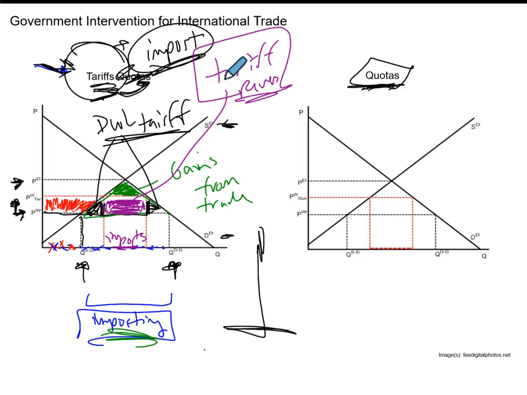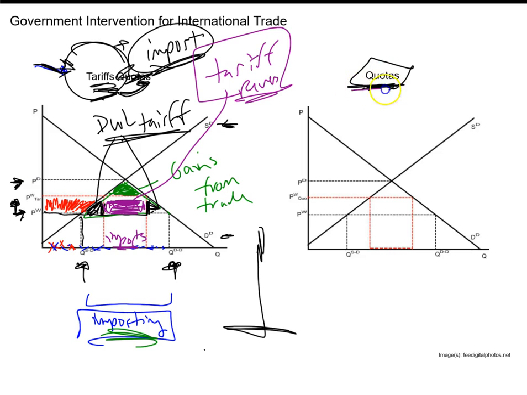So this is the general concept of what goes on with tariffs, right? Tariffs reduce our gains from trade. Tariffs create a deadweight loss. Tariffs make goods more expensive for our domestic consumers, but it does help our domestic producers.